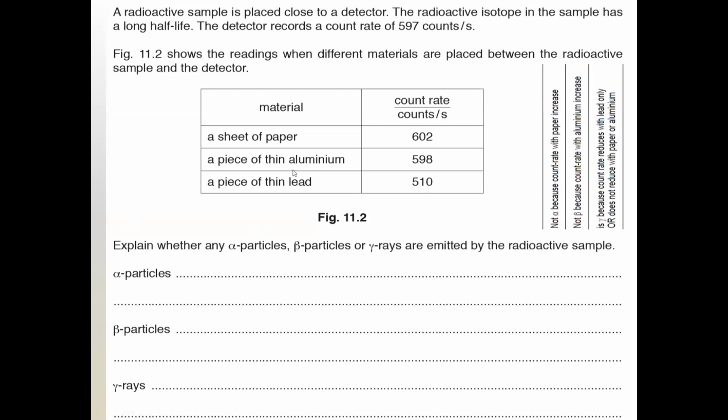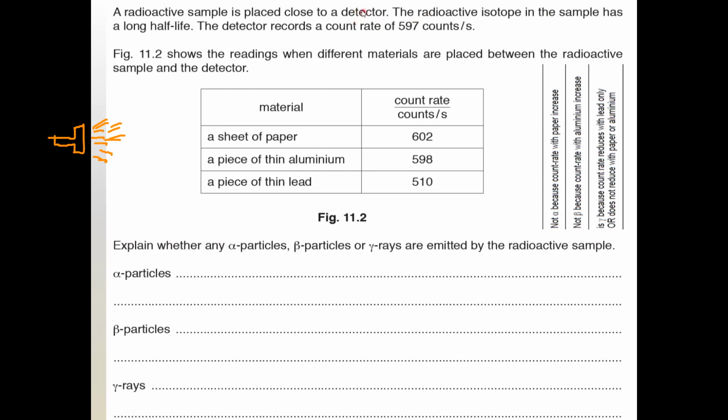For example, say there is a radioactive source which is emitting out radiation. A radioactive sample is placed close to a detector. The radioactive isotope in the sample has a long half-life, like it takes a very long time to become half of its original value.